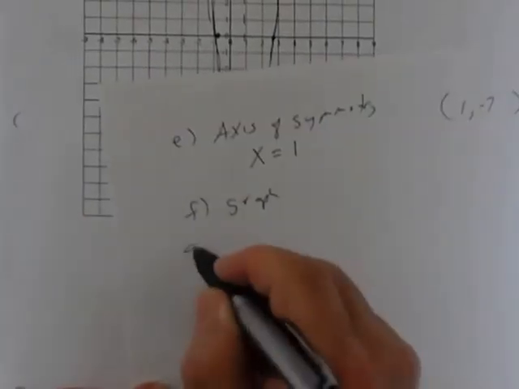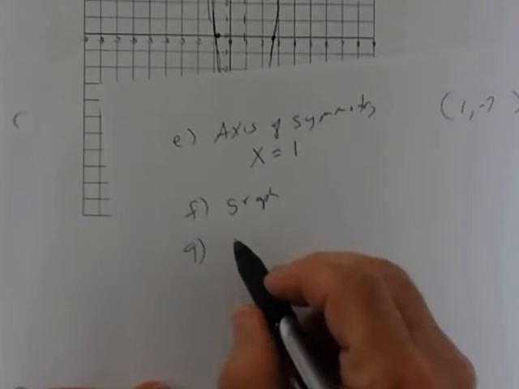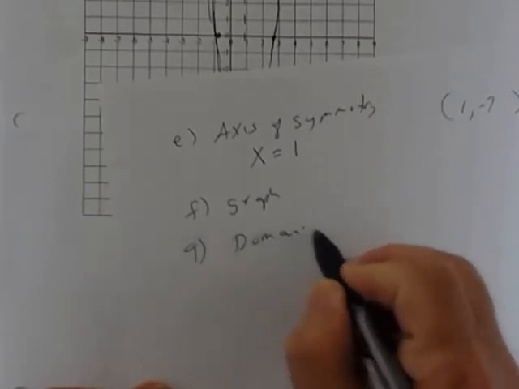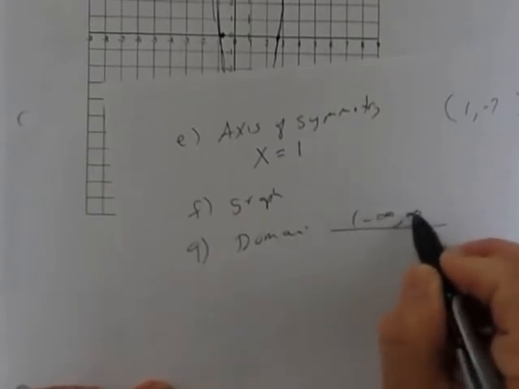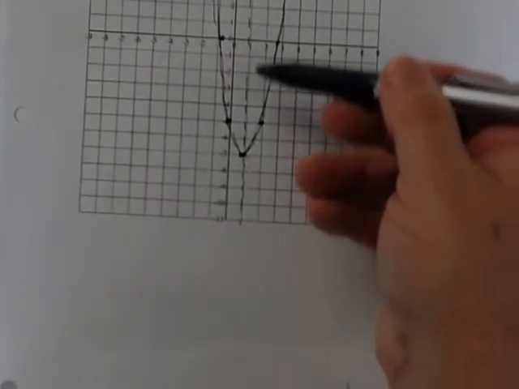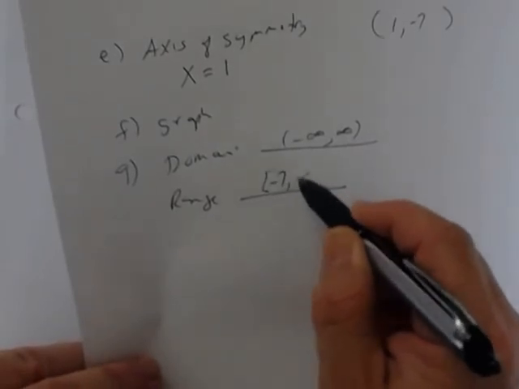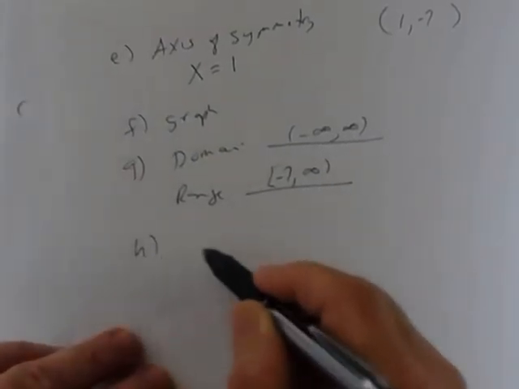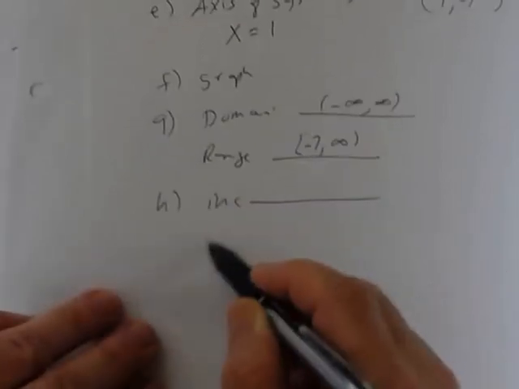G. Domain. Range. -7 to infinity. Bracket. H. Increasing. Decreasing.